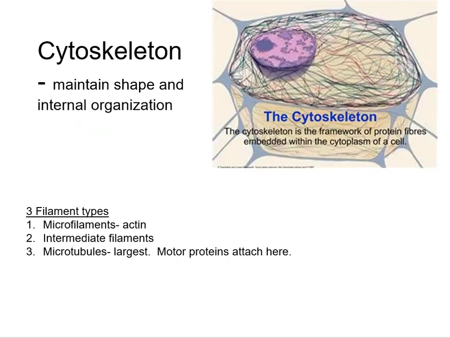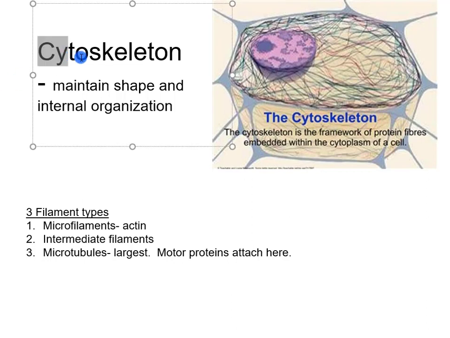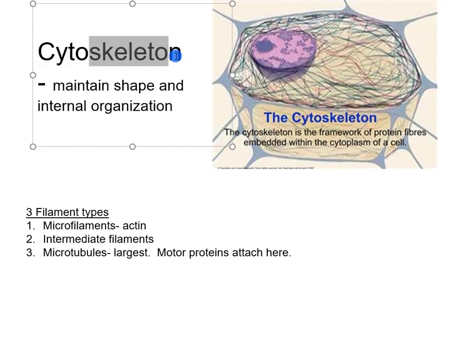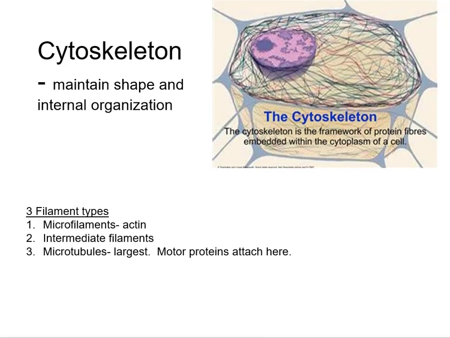The cytoskeleton is pretty much exactly what it sounds like. That root cyto, C-Y-T-O, means cell. It refers to the cell. And skeleton, well, you know what a skeleton is. And so this is really the skeleton of the cell. And so what it does is, much like our skeleton, it helps maintain shape of the cell. We're going to get into bones later for our course, but this really is the skeleton of the cell, and it's made up of a whole bunch of different protein fibers. So here, maintain shape and internal organization.